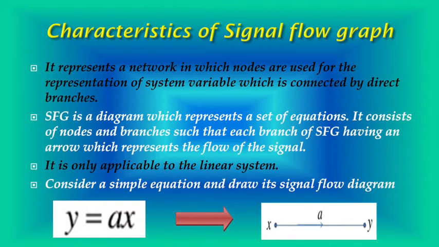Consider a simple equation and draw the signal flow graph: y equals ax, where x is the input and y is the output. So y equals x into a. This a is the gain of the path.